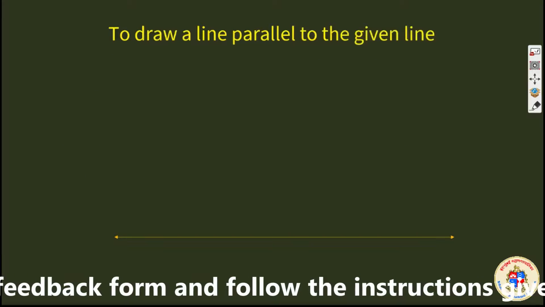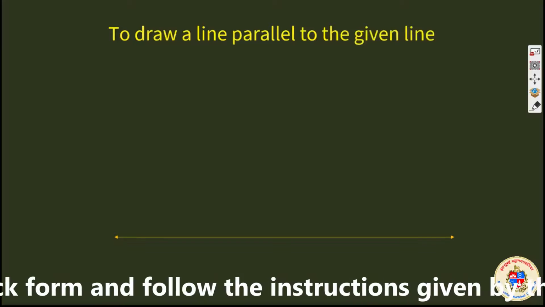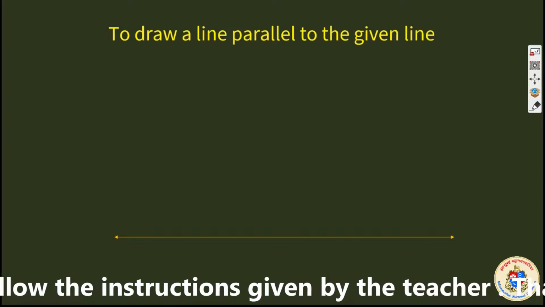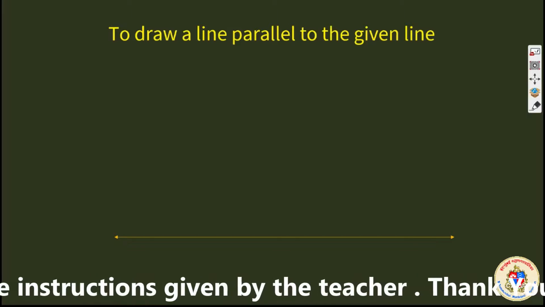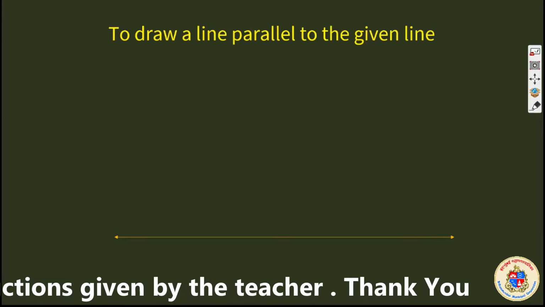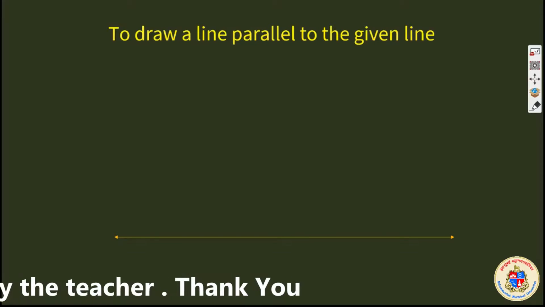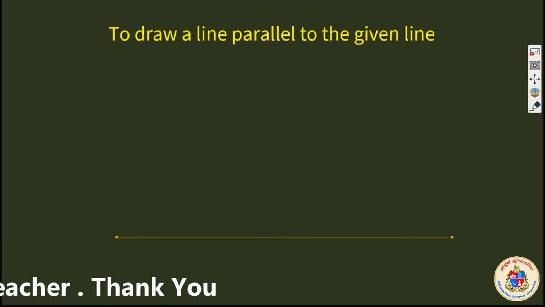Another aspect is to draw a line parallel to the given line. Now you know what is parallel line, transversal, and the angles formed by the transversal. This is slightly different from a practical activity in your textbook, which I would like to once again show over here, because this is about parallel lines. To draw a parallel line to the given line, I have already drawn a line for you. I have to make a parallel line to this.